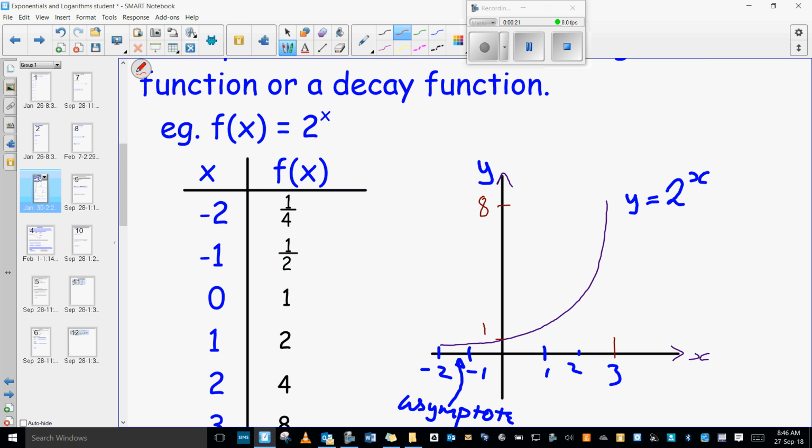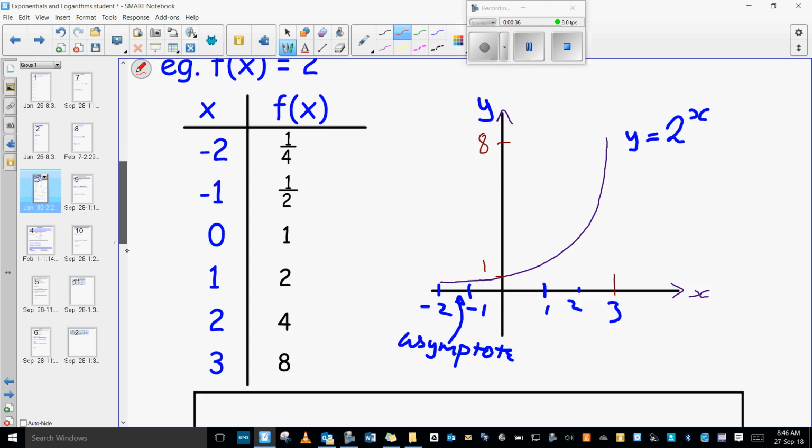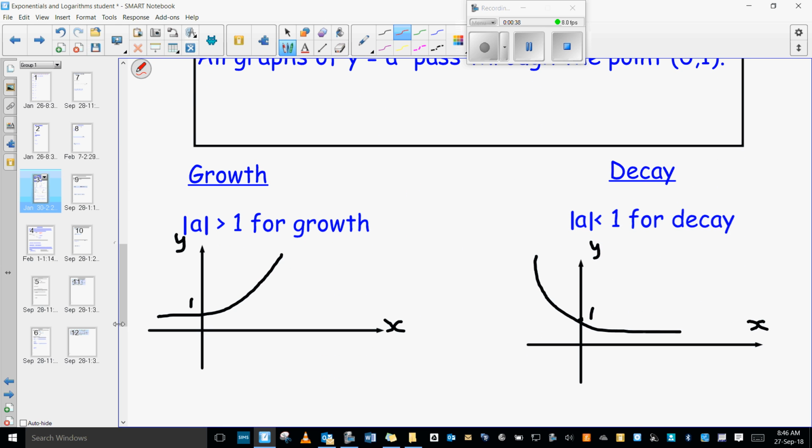Okay? So where x is your power, then it's going to be an exponential function. It's going to go up looking like that. It's either going to be a growth or decay function. So a growth one would look like that, and a decay one would look like that.